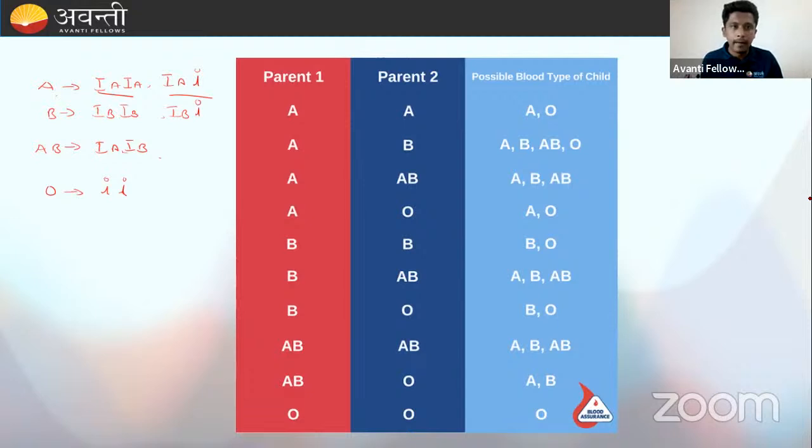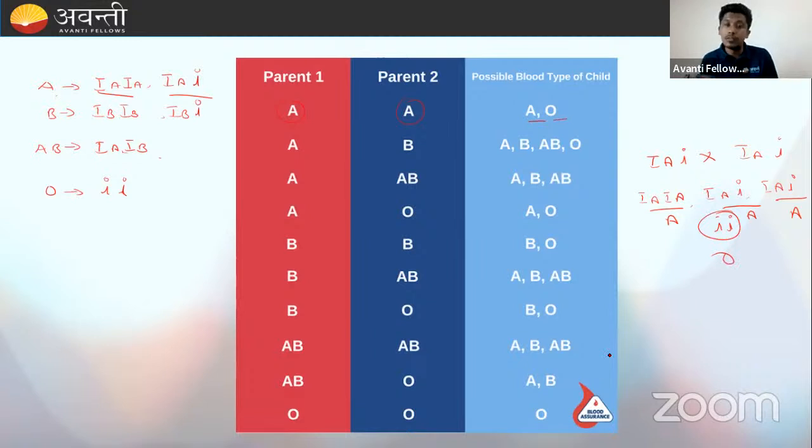Let's see. They say that parent A and parent B are A blood group and the possible blood groups are A and O. So let's see. We have A blood group, IA, small i. When they marry, IA and small i, I get the offspring IAIA, IAi, IAi, and then small i small i. Wherever the A is present, since IA is dominant, all of them will have the A blood group, whereas in one condition, I get the O blood group. Correct?